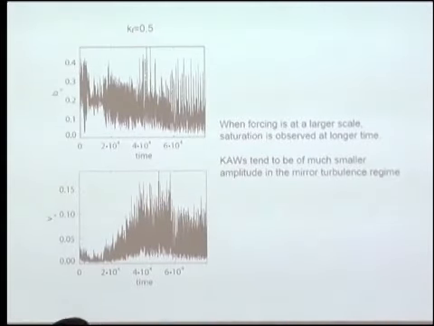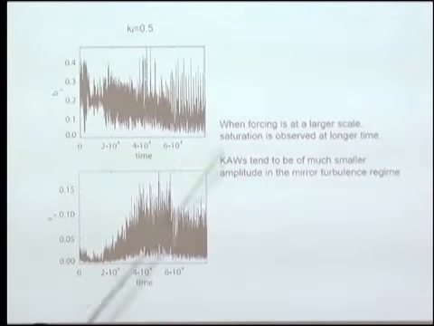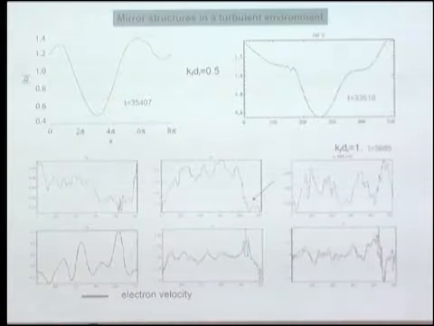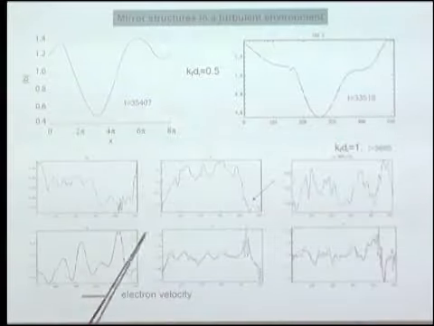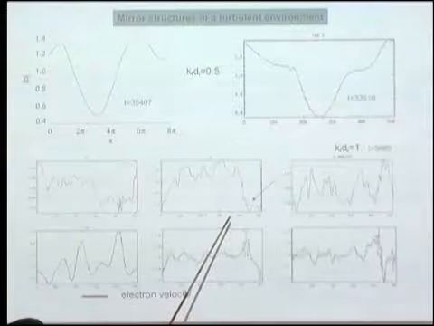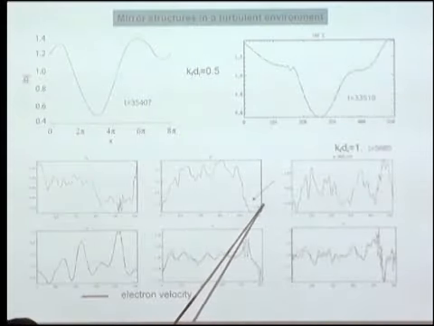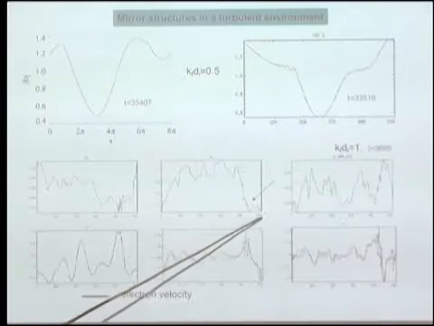So if you change now the forcing, instead of taking a forcing at small scale, you force at large scale, of course then the time scales are different, but the phenomenon is the same. So the mirror structures that are obtained are of this form. Depending on whether you force at large scale or at small scale, you clearly see that you have very small regions of BZ here.